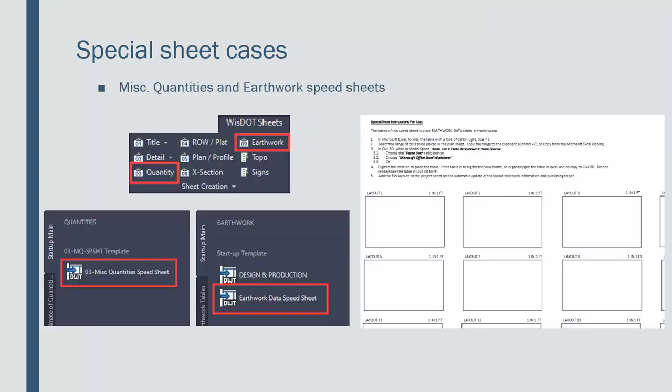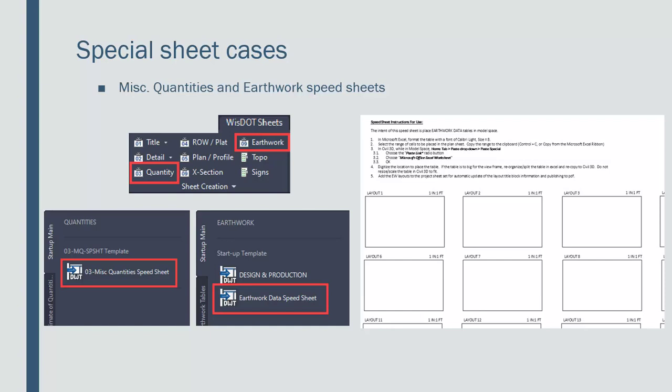The other special sheet case was the miscellaneous quantities or earthwork speed sheets. Now, speed sheets are basically sheets that have frames that indicate where the layout tabs are focused so that you can do drafting inside of those areas and they end up nicely in the sheet layout. The miscellaneous quantities and the earthwork speed sheets will be available through the wis.sheets tab of the ribbon.